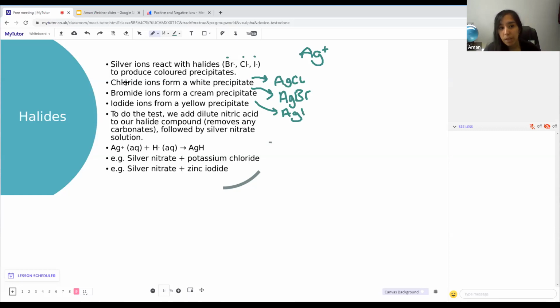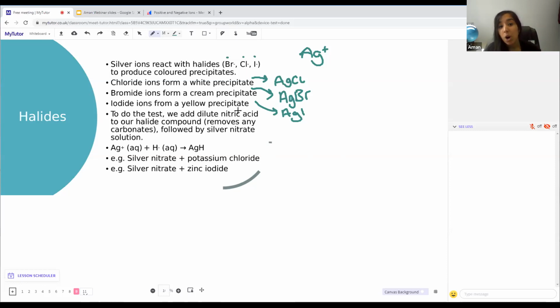To do the actual test to get silver ions to react with those halides, first of all, we add acid. The reason we add acid is to remove any carbonate. Remember, the test for carbonate is to add a dilute acid, and if we get a gas produced that's carbon dioxide, we know we've got a carbonate ion present. So when testing for a halide, we always add an acid first just to make sure there are no carbonate ions present. If there are, they will react to produce chloride if you've added hydrochloric acid, or nitrate if you've added nitric acid, and that will then produce your carbon dioxide and water.